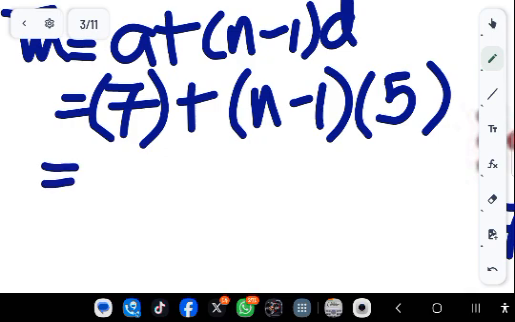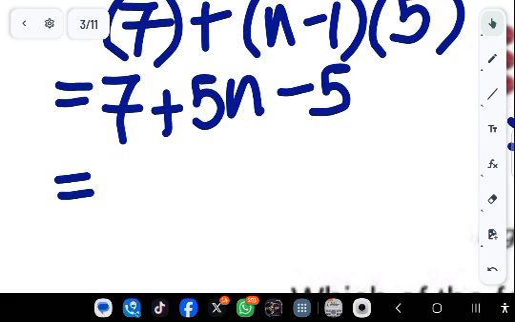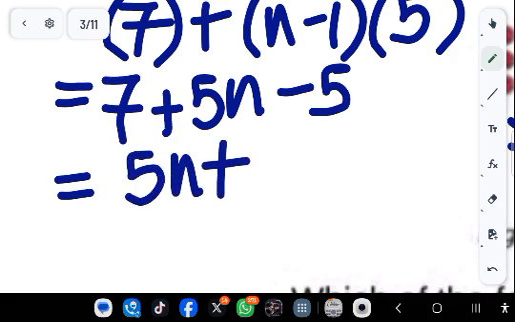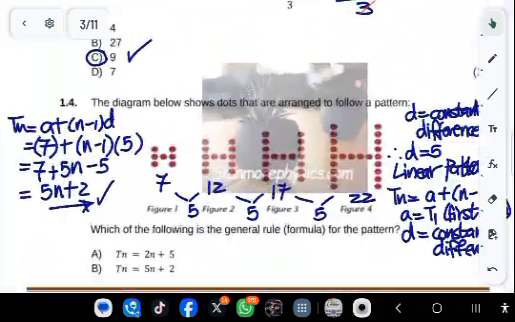Now we simplify or multiply out. So that will be 7 plus. Now we go n times 5. We must multiply each one inside of the bracket by the number 5. So n times 5 is equal to 5n. And then negative 1 times 5 gives us minus 5. And then we add like terms. The like terms are 7 and negative 5. So 5n, and then 7 minus 5 gives us 2. And that is the general term. It will be 5n plus 2.